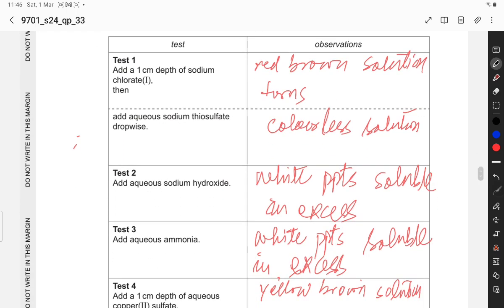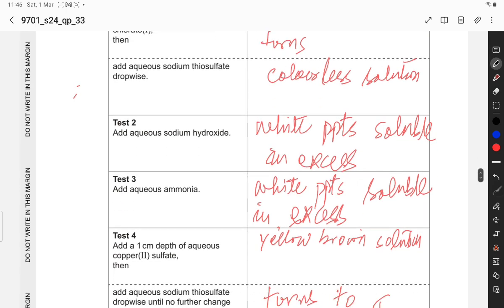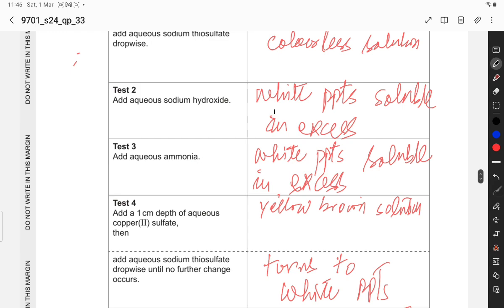Now test 2. When we have performed this test, the observation would be: add aqueous sodium hydroxide, white precipitate soluble in excess, because first we use a few drops and then we use excess. So this is the observation with a few drops and then excess. Add aqueous ammonia. Similarly, first we have added a few drops of ammonia solution, then we used excess. White precipitate soluble in excess.